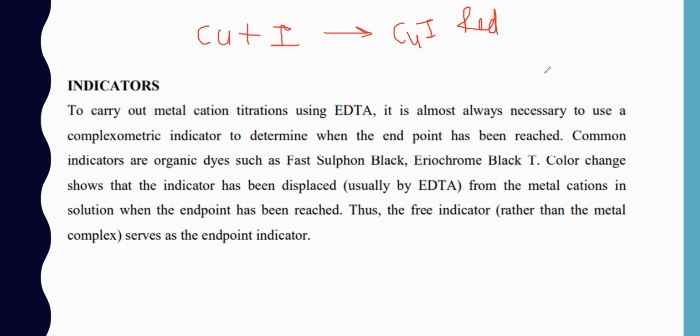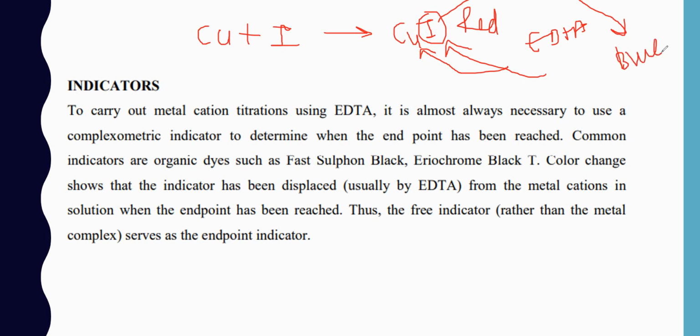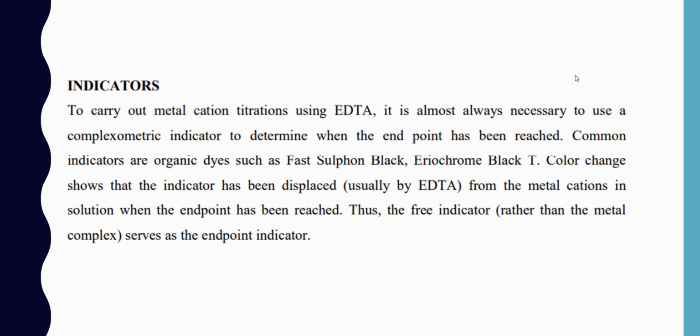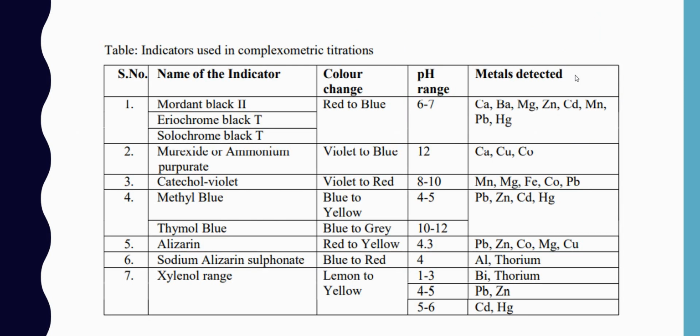Now we are going to titrate this complex with EDTA. EDTA will replace the indicator I, and itself it will form a complex with copper. So what I will have is free indicator I, and the indicator which is freely available, not complexed with anything, will have a color, say blue. So once I get the color blue, I will know that the whole copper has been titrated with EDTA, and this is the endpoint of the reaction. So this is the basic mechanism involved in the use of indicators.